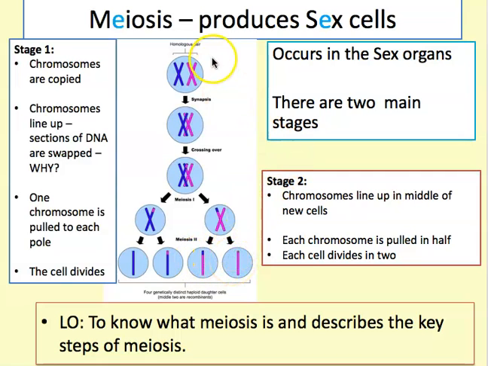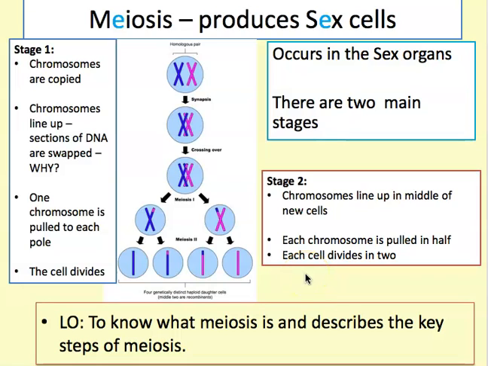Okay, so we've got a diploid cell here at the top. These 4 here are called haploid cells, and they are all genetically individuals. They are all genetically different. Okay, now some key points about this that I'm going to reiterate now.